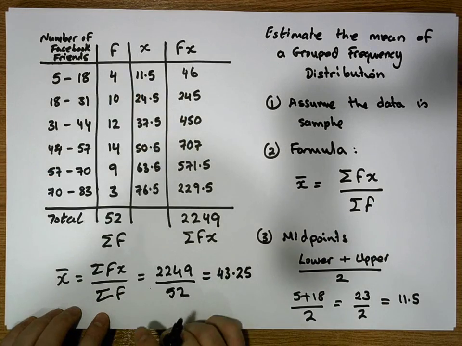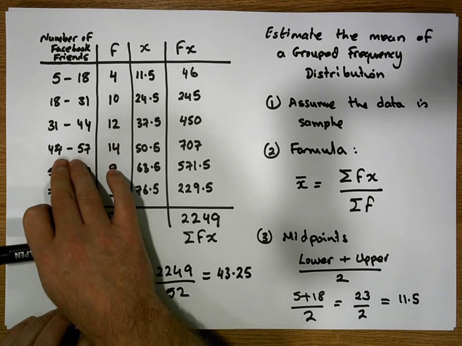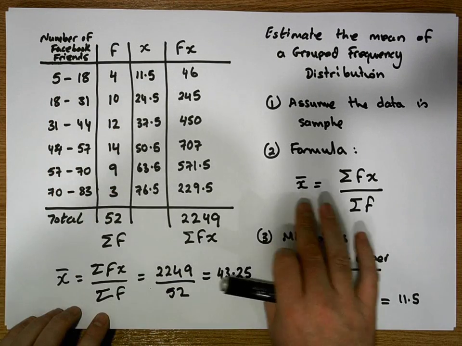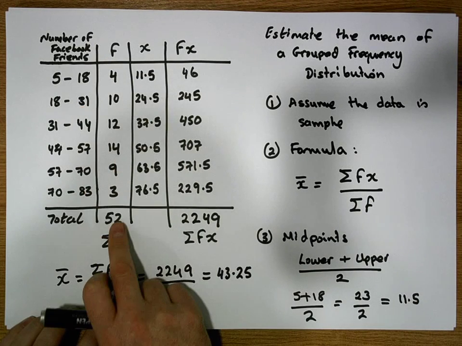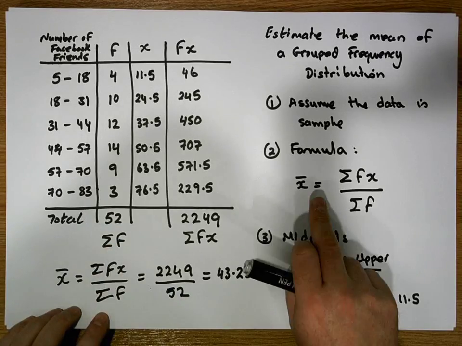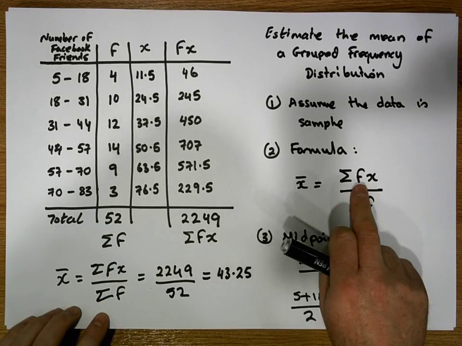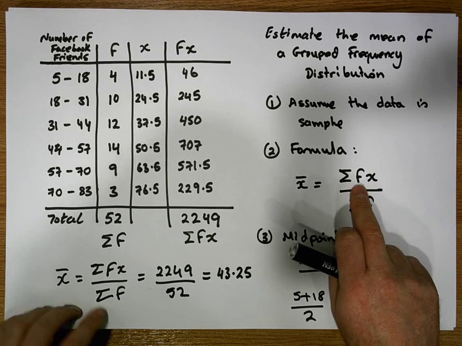Let's just keep in mind, when you have a group frequency distribution, you have classes. To calculate the sample mean, we need the sum of the frequency column. We have a frequency column which is given or has been constructed. The sum of the frequencies was 52. But to calculate the numerator in the sample mean, we need a frequency column and an x column.